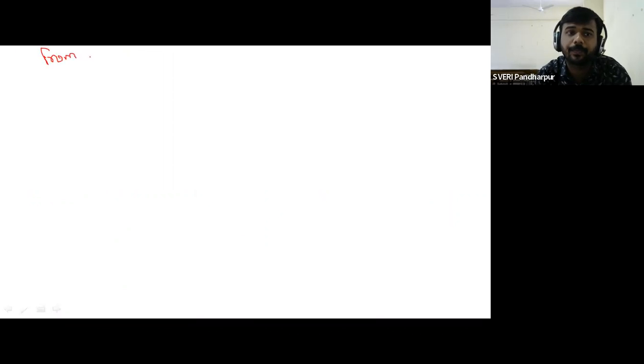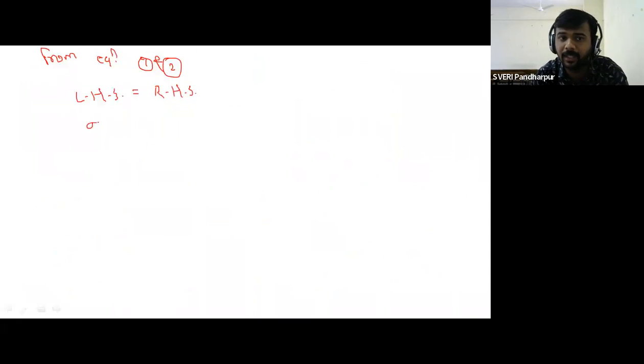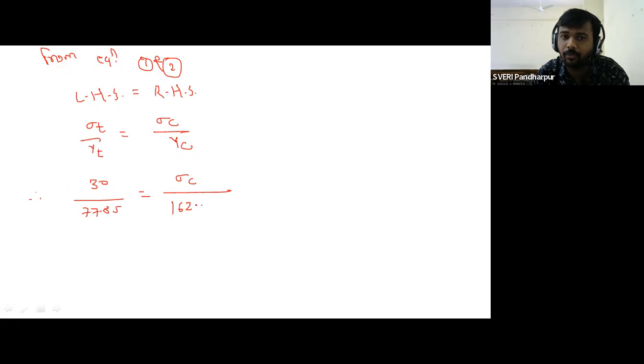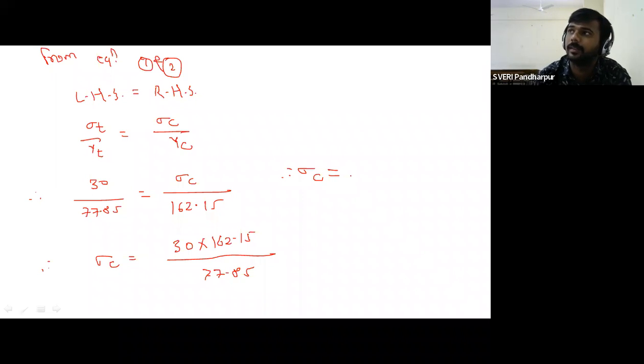Therefore from equation 1 and 2, LHS is equal to RHS. The left hand sides, M upon I and M upon I, are equal, so the right hand sides are also equal, that is sigma T upon YT is equal to sigma C upon YC. Therefore 30 divided by 77.85, sigma C is the unknown. What is the value of YC? 162.15. Therefore sigma C is equal to 30 into 162.15 divided by 77.85. What is the value of sigma C?